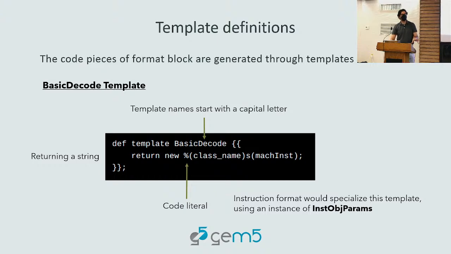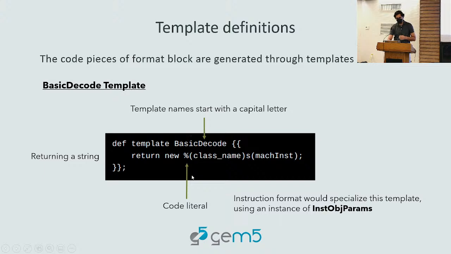So, an example of a template. This is the basic decode template. This template is going to create the code which will go into our C++ code. From the name, what do you think? To what part of the C++ code is it probably going to go? It's basic decode template, so just from the name, it's a decode block. Yes, the part of the code which is really responsible for decoding the instruction is where the code generated by it will go.